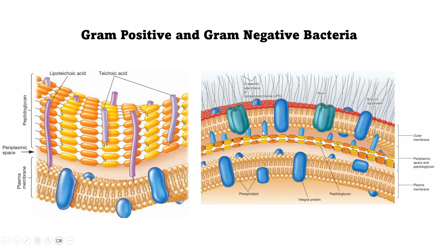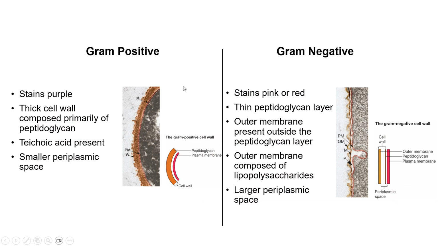Okay, so let's look at the differences now. This is another figure, again from the Prescott book. Gram-positive bacteria stain purple, and they retain the stain during the gram staining procedure. They have a thick cell wall composed primarily of peptidoglycan. Teichoic acid is present in gram-positive bacteria, and they have a smaller periplasmic space because the peptidoglycan layer is very thick.